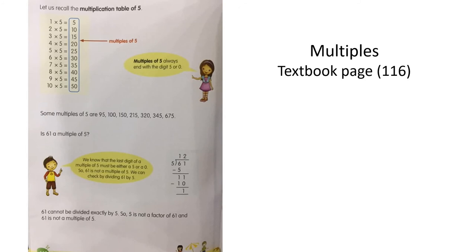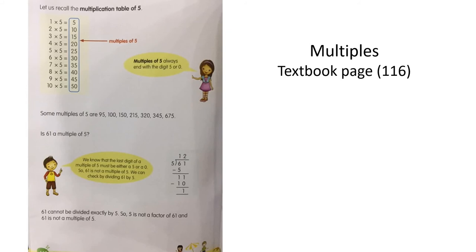Now I have the multiples page, textbook page number 116. I'm talking again about the multiples of 5, the multiplication table of 5. Let's recall it from the second grade. You have here 5, 10, multiples of 5, skip counting by 5, okay? 5, 10, 15, 20, 25, 30, 35, 40, 45, and 50.